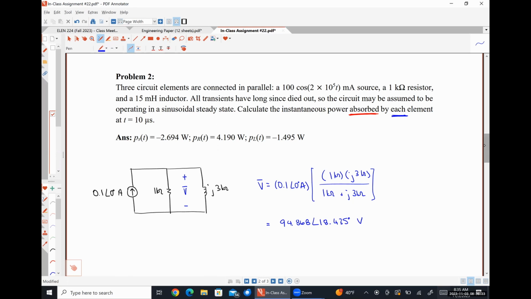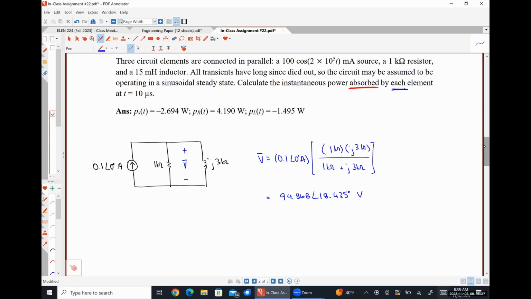So let's start with our resistor. Okay. So the power absorbed by our resistor at t equal to 10 microseconds will be 1/2 times the magnitude of my voltage, 94.868 volts quantity squared, divided by my resistor value, which is 1 kilo ohm. This whole thing is going to be multiplied by a factor of 1 plus the cosine of, so I'm going to have twice omega. Since omega is 2 times 10 to the 5, I'm going to just put this as 4 times 10 to the 5. So that's my twice omega.